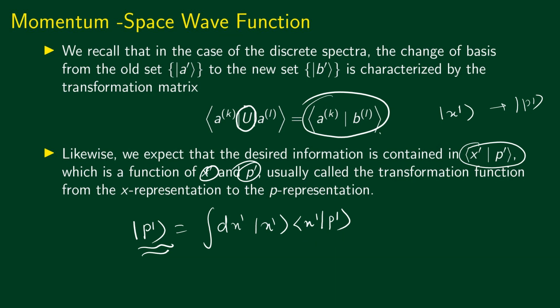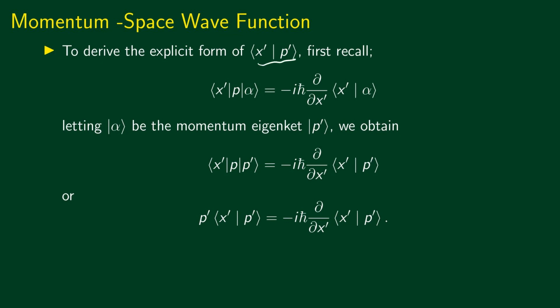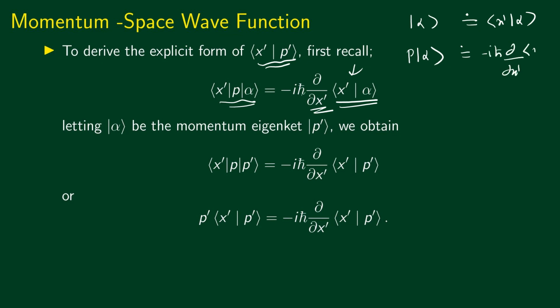Now we need to derive the explicit form of bra x prime ket p prime. For this we recall bra x prime p ket alpha is equal to minus i h bar partial derivative with respect to x prime of bra x prime ket alpha. So the idea is that ket alpha is represented in the position basis by the function bra x prime ket alpha. The question is, what's the representation of p ket alpha in the position basis? This relation says that the representation of p ket alpha in the position basis is obtained by applying minus i h bar partial derivative with respect to x prime on this function.